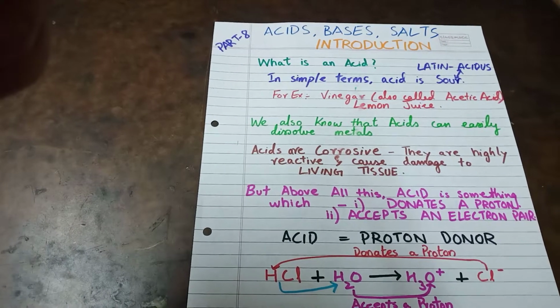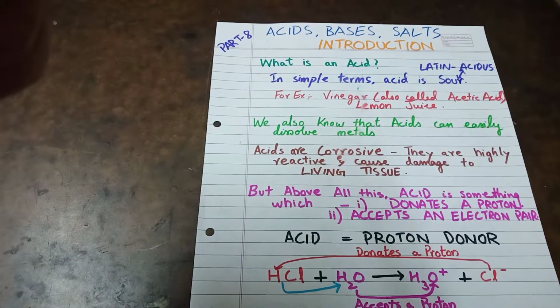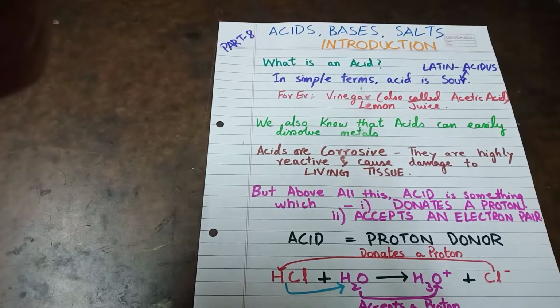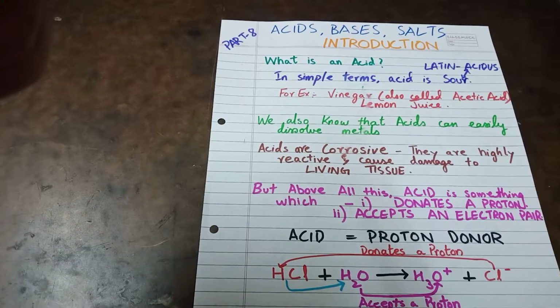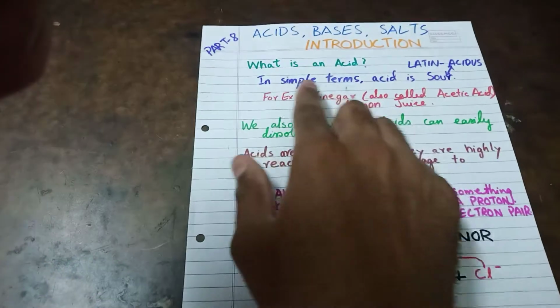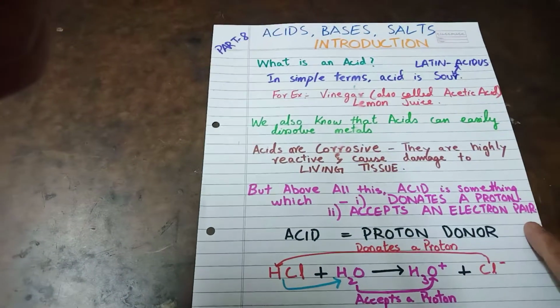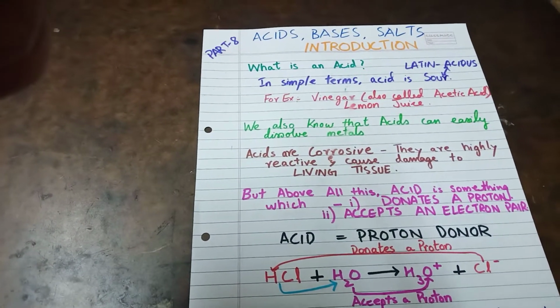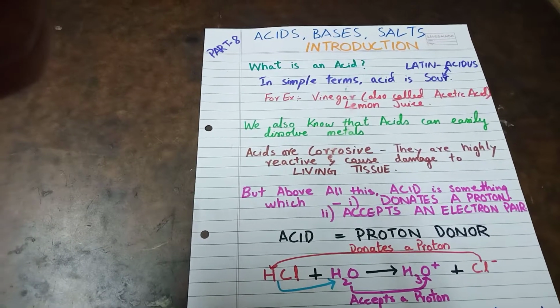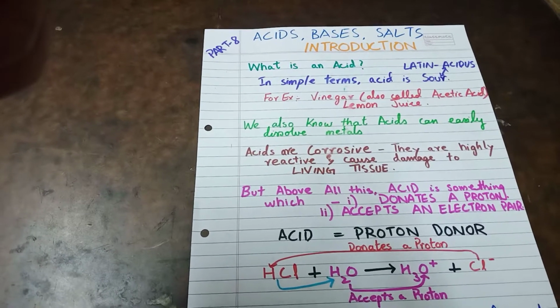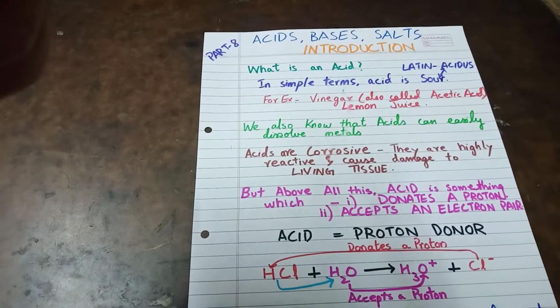So first let us know what is an acid. In Latin it is called acidus, which simply means sour. That's what I have written here. In simple terms, acid is sour. For example, vinegar, also called acetic acid, is an acid, and lemon juice is also an acid. Both vinegar and lemon juice taste sour.